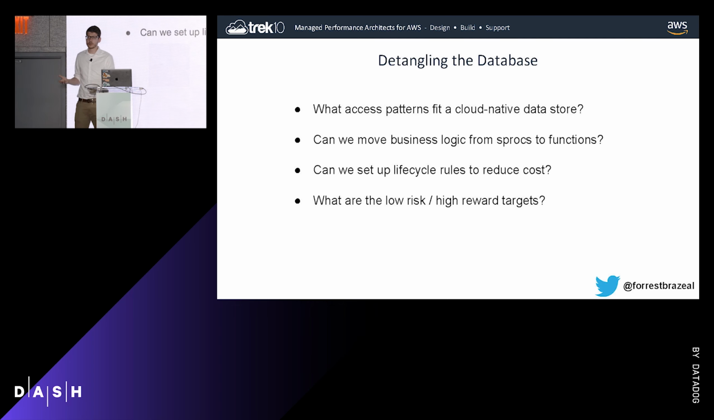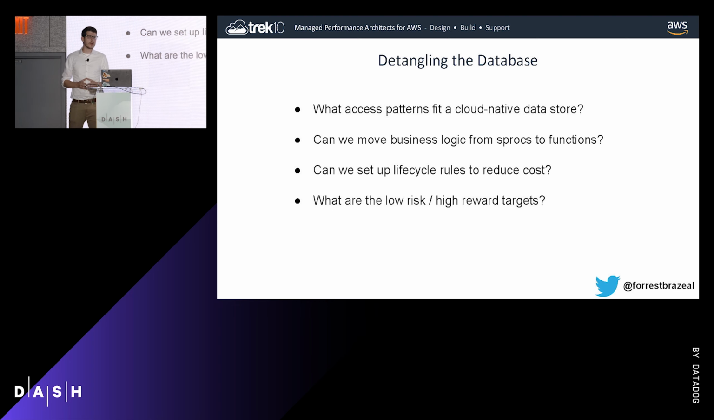Can you set up lifecycle rules to reduce cost? Hopefully this is obvious, but a lot of folks are serializing objects, placing them as raw binary data in their databases. It's much better to put that someplace like S3, and of course, you can decrease the storage classes over time to save money there, not put that in your main database.